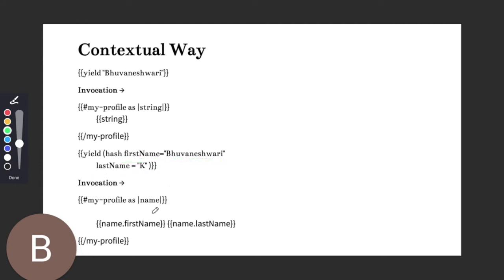In our invoked place, if we call name.firstName and name.lastName, our name is a yielded property here. So name.firstName will give Bhuvaneshwari and name.lastName will give K. This is how we are going to use it for our solution of our profile panel also.